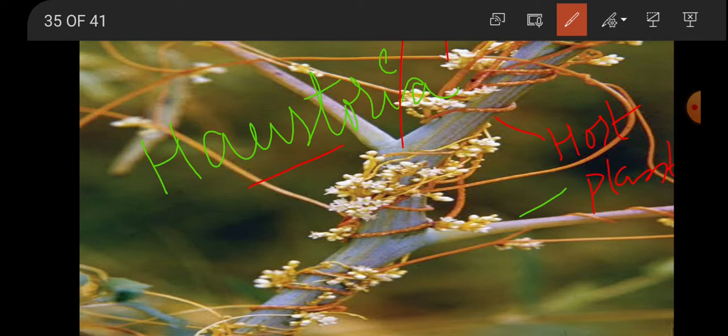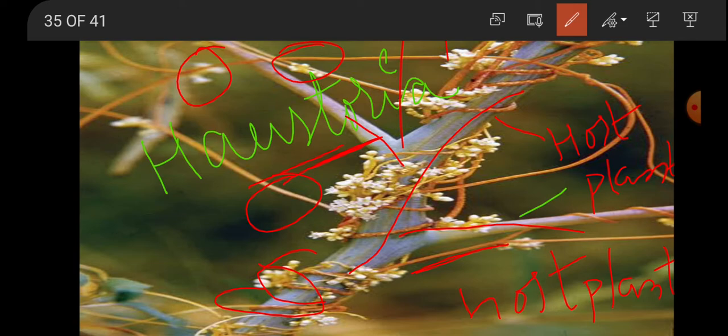But in parasitic plants, as it is a totally non-green plant, it depends on another plant. So these Haustoria are completely encircling the other plant and deeply penetrating into that plant's stem. All the yellow color structures you are able to see are the Haustoria. You can see they are completely encircling the host plant. Host plant means the plant which is giving shelter to these Haustoria.